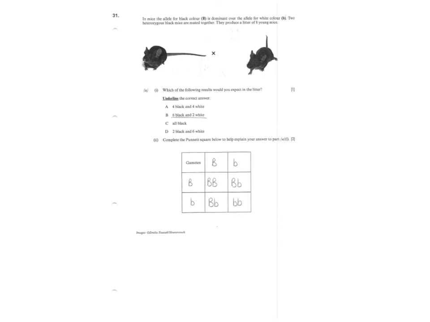In mice, the allele for black fur, big B, is dominant over the allele for white fur, little b. 2 heterozygous, so there's a key word there for us. Black mice are mated together. So heterozygous, the alleles are different. They produced a litter of 8 young mice. Which of the following results would you expect in the litter?